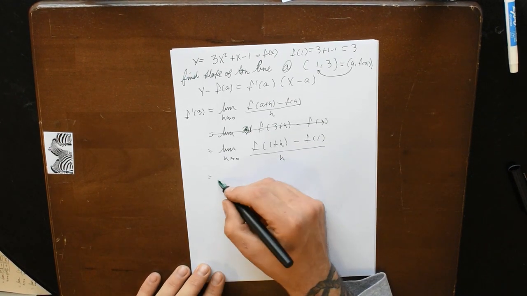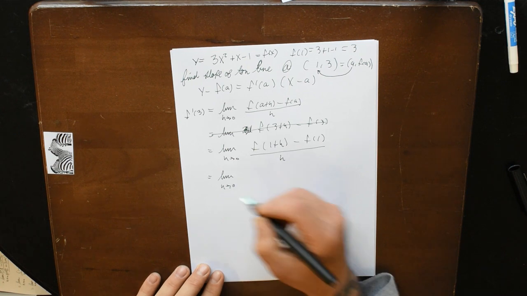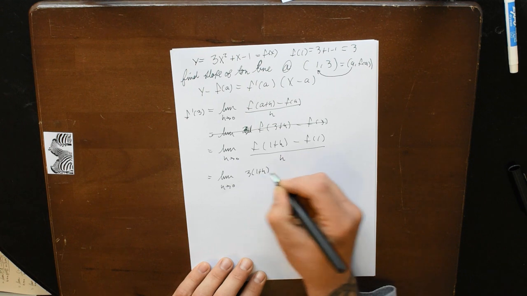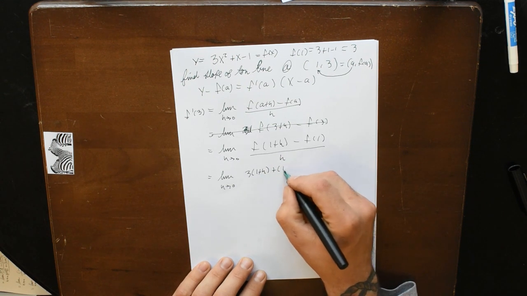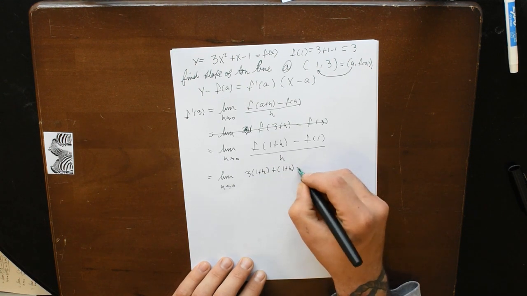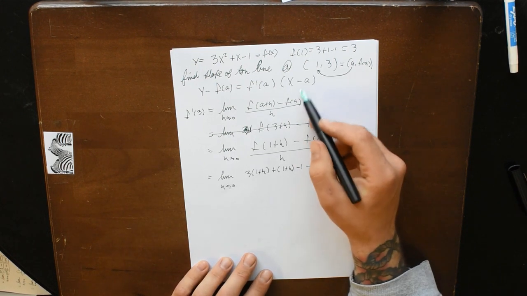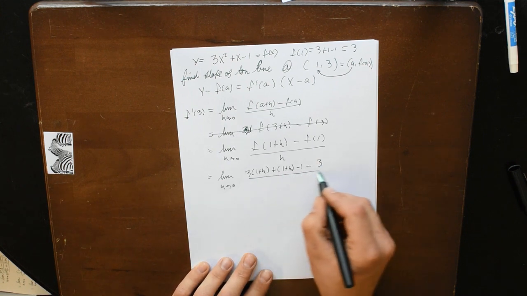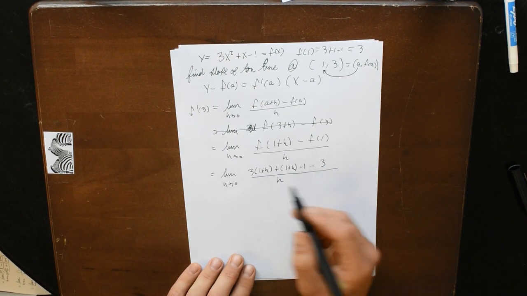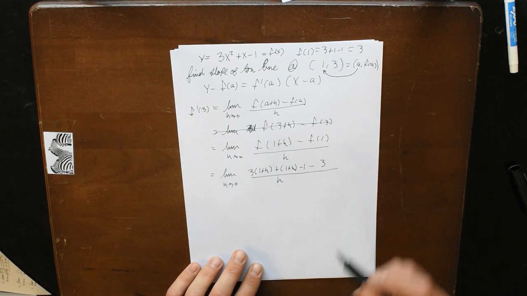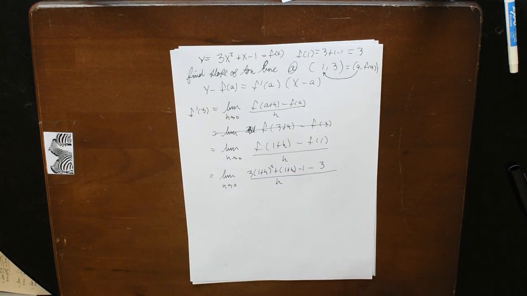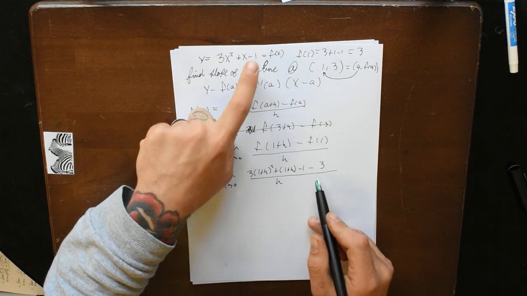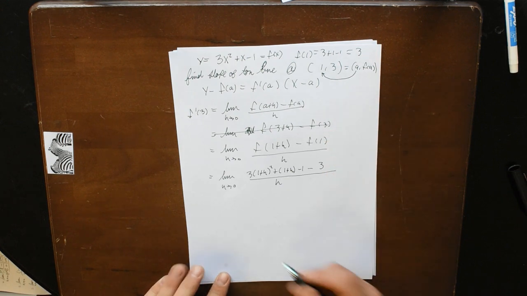So that would give us the limit as h goes to 0. f of 1 plus h is going to be 3 times (1 plus h) squared, plus 1 plus h, minus 1, minus f of a, and we already know that f of a is 3, all over h. Sorry, that is squared.